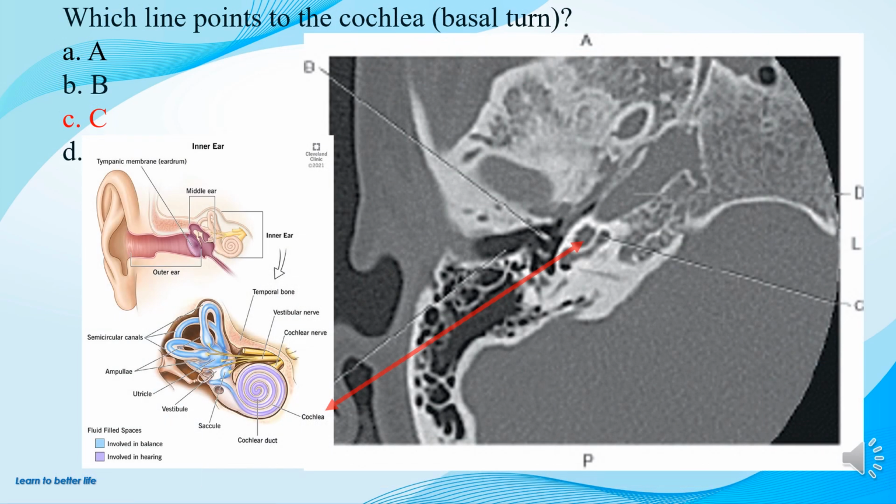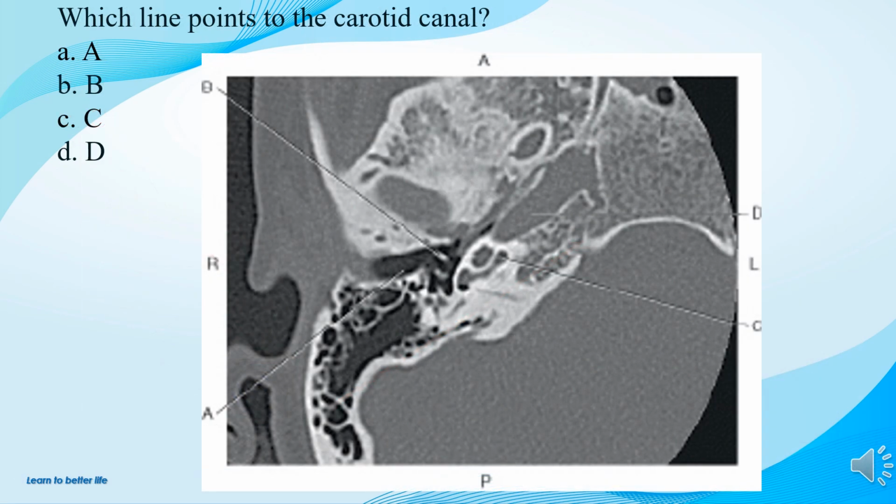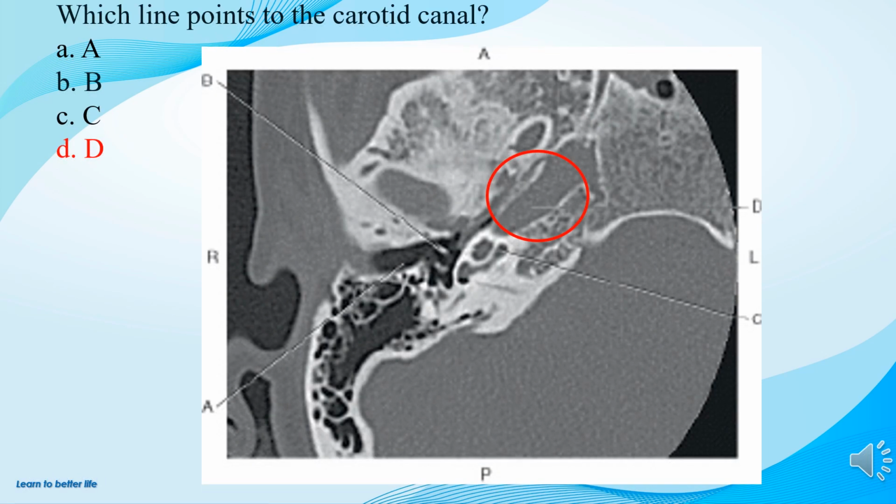The answer is C. The cochlea is shaped like a snail and is divided into two chambers by a membrane. The chambers are full of fluid which vibrates when sound comes in, causing the small hairs which line the membrane to vibrate and send electrical impulses to the brain. The semicircular canals are also known as the labyrinthine. Which line points to the carotid canal? A, B, C, or D? The answer is D.